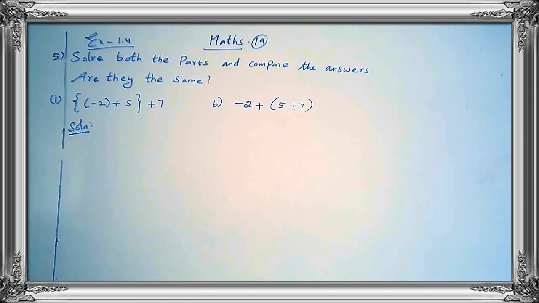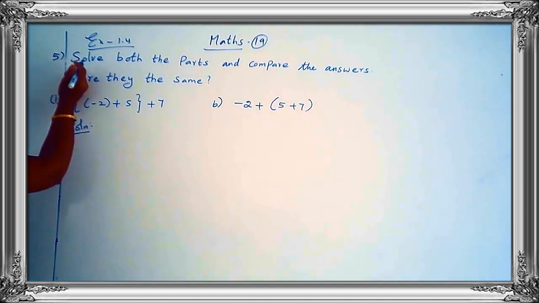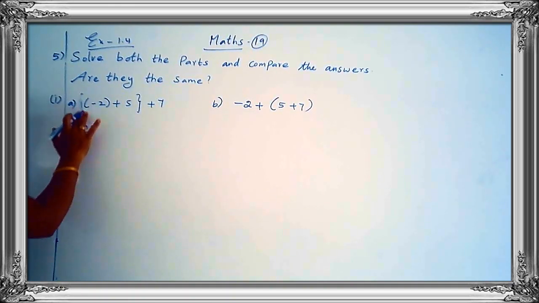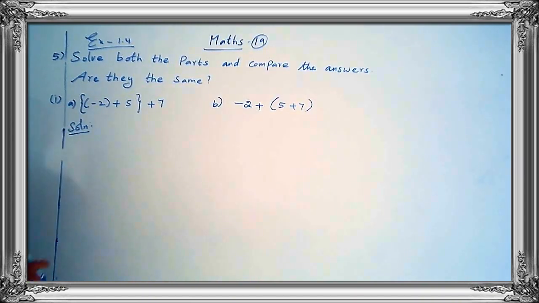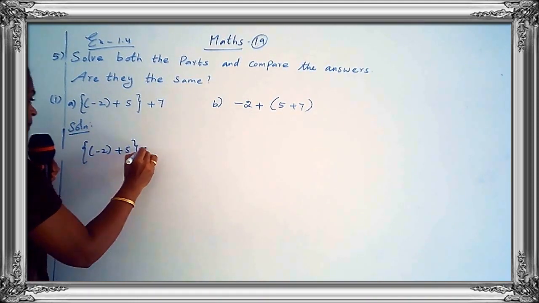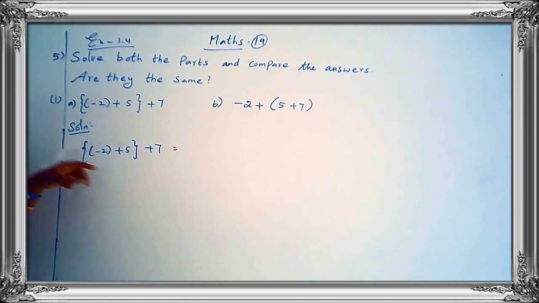Are they the same? Here A part and B part, two questions are given. Now let us find the value and compare the answers. First of all we have to find the value of A part. In A part what is given? Minus 2 plus 5 plus 7. So first we have to find the value of minus 2 plus 5 plus 7.